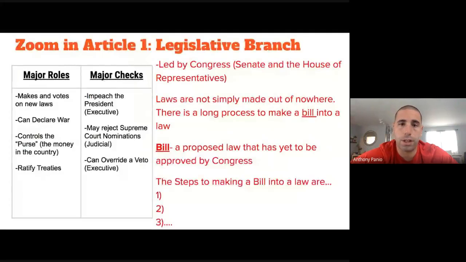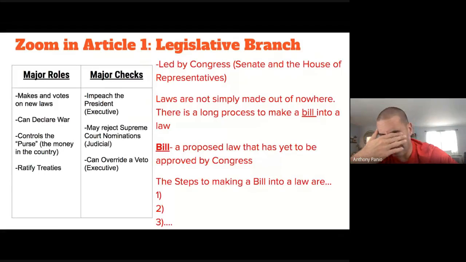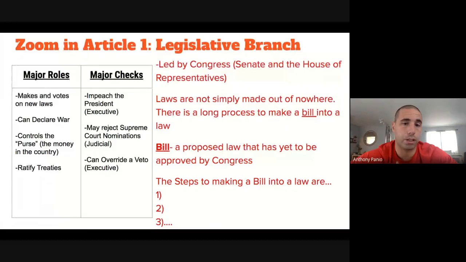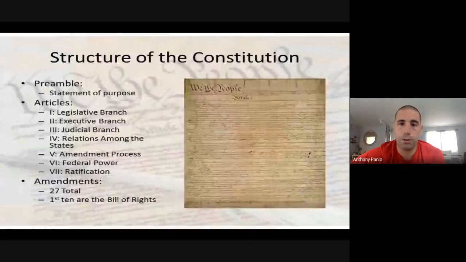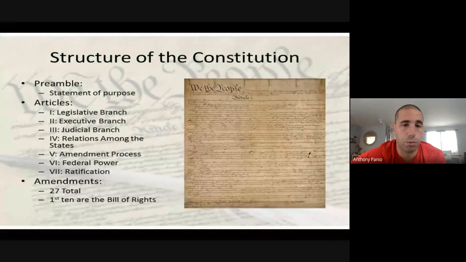If you're noticing, I kind of help you out with the major roles and the major checks for each branch. I put them on the left here to help you out. And we'll go through certain things. All right. If you're looking through the structure of the Constitution, we're going to really dive in again to Articles 1, 2, and 3 and go down through each branch of government and what they are responsible for at this particular point in time.